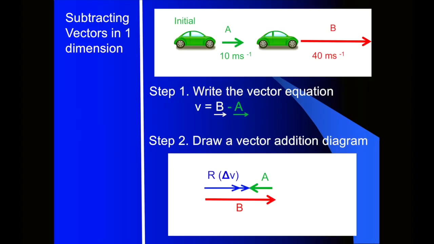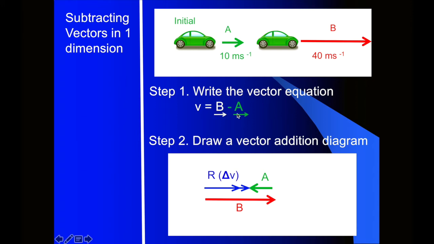Let's review how to subtract vectors in one dimension. So here we have a situation where a car is initially going 10 meters per second. And then in the second scenario, the velocity of the car is now 40 meters per second. We want to know what the difference is. So in this case, you need to first write the vector equation. And so what that looks like is the change in velocity equals, remember, final minus the initial velocity. So that's why it says that Δv equals b minus a.